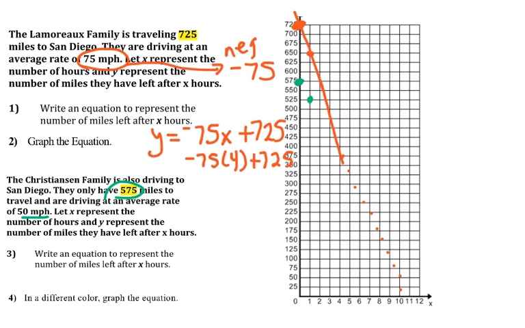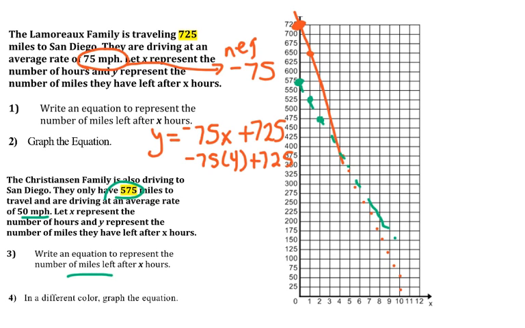And if they drive another hour, they're only 50 miles closer. So you can see that they're going to maybe get there after the Lamoureux. We'll have to see how that goes, but that's going to be something like that. So we're going to see what happens there, but how do I write the equation for that?